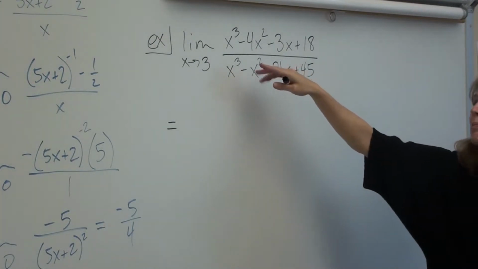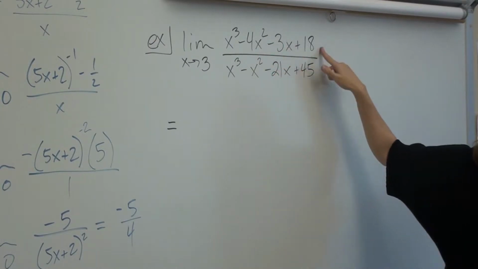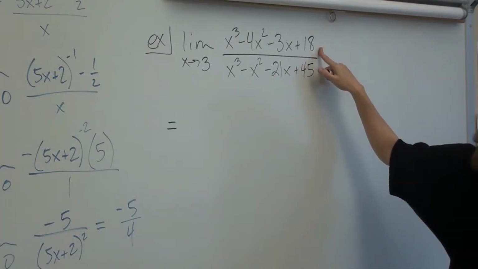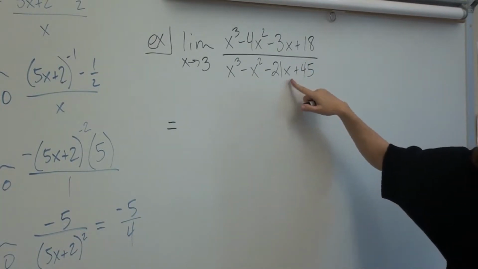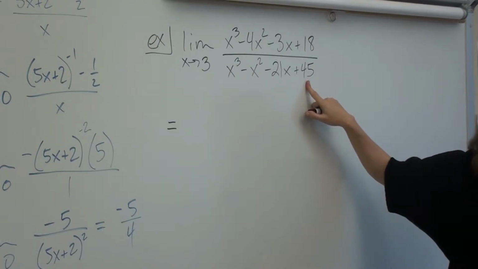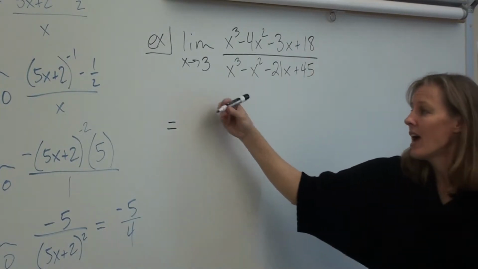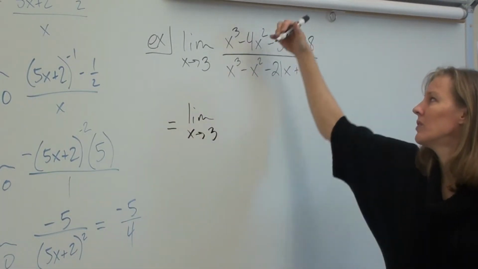So instead, if I plug in the 3, 27 minus 36 minus 9 plus 18, it is 0, right? If I plug it in here, 27 minus 9 minus 63 plus 45, take a guess what that is? It's 0, right? So if I plug in, I get 0 over 0, so yay, I can L'Hopital this. Everyone take a second and just do the derivative of the top and the bottom.